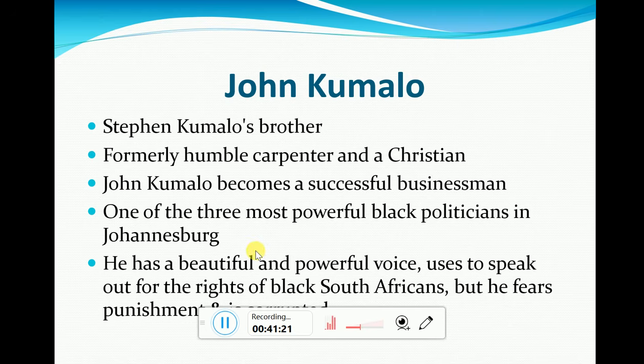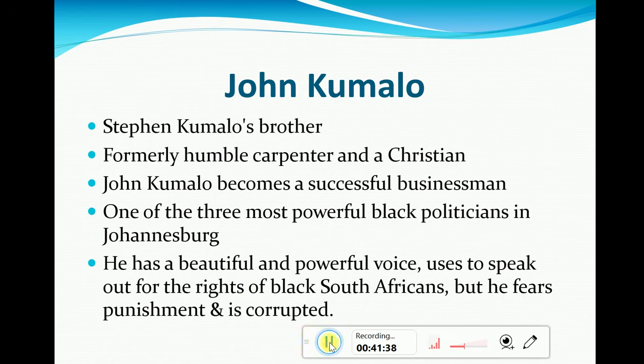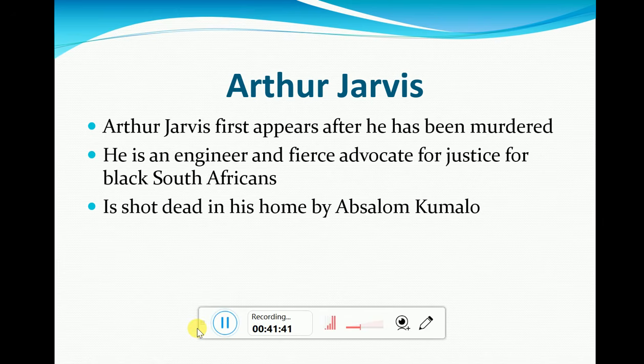He is one of the three most powerful black politicians. He has a beautiful and powerful voice he uses to speak. The author describes his voice as that of a lion, that he roars, that he has a voice that has an impact, and that he also uses his voice to speak out for the rights of black people in the then South Africa. And of course, we also have Arthur Jarvis, whom, as I've said, we meet already as a dead person, because he was murdered by Absalom. He is an engineer and a very fierce advocate for justice.